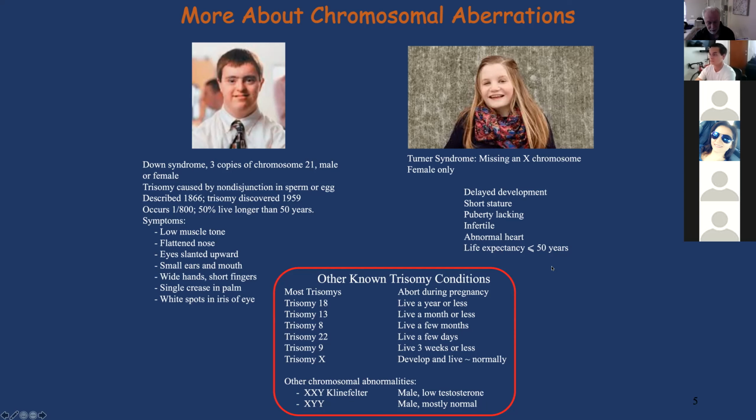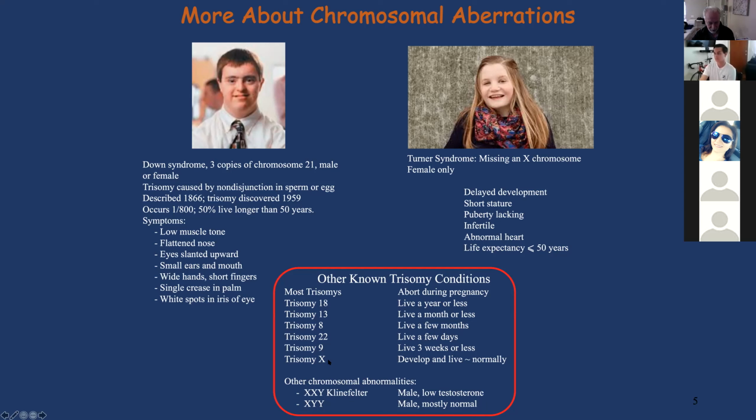Now, every chromosome has the possibility of a trisomy. That is 3 copies instead of 2. Most of them are lethal. They abort during pregnancy. I've listed here the ones that can actually be born. Trisomies at 18, 13, 8, 22, and 9. They can survive through birth, but they live a very short time, anywhere from a year or less to a matter of a few days.